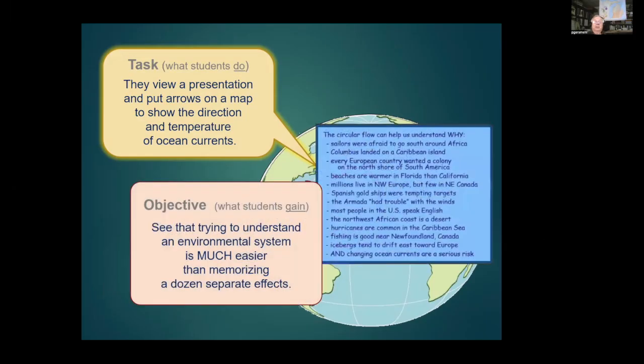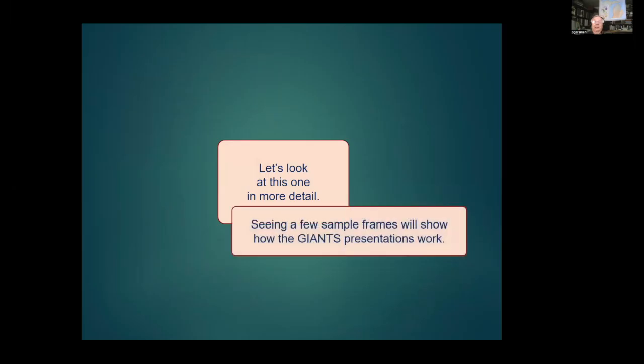The objective is to see that if you try to understand the workings of an environmental system, it turns out to be much easier than memorizing some of the effects. And this pattern of ocean currents, well, let me just go into a little bit more detail, kind of to show you how Giant's presentations work.